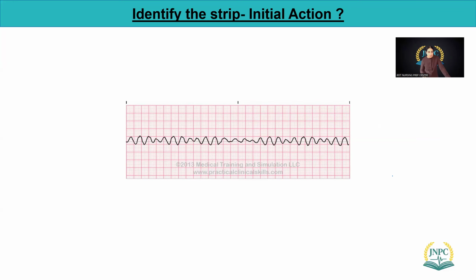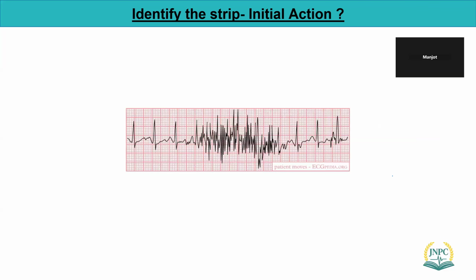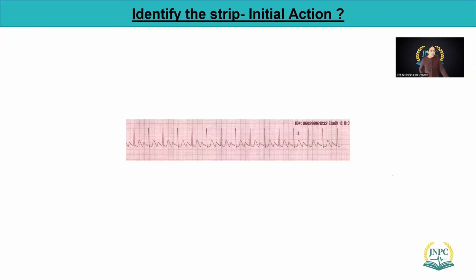So this is again VFib. We just did that. Remember? How about this ECG? This is artifact. What will be the initial action in this? Check the electrodes. Check the leads. Perfect. Sometimes the patient can have tremors too, or seizures, or maybe they are not staying still. So that's why. Okay.